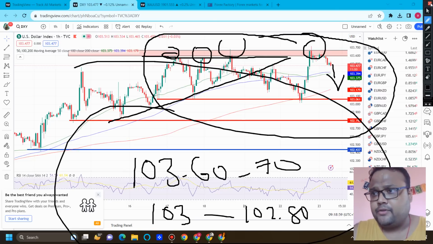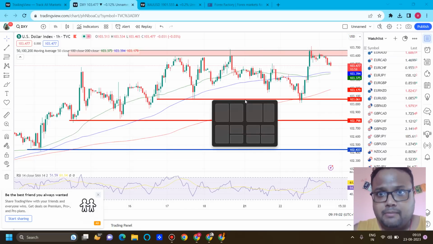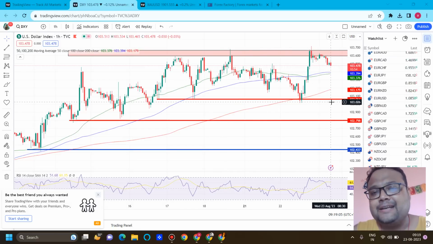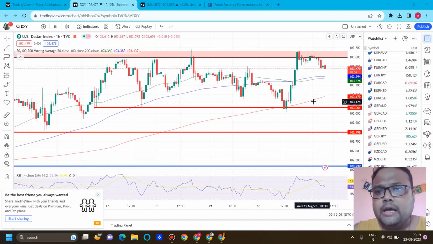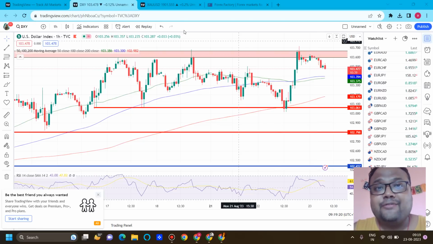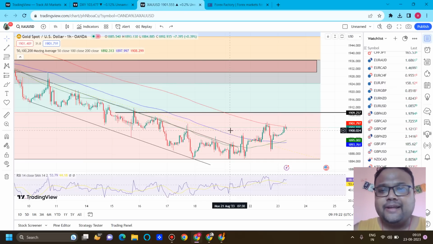After the news, try to follow the trend of the market. If you see the market is falling, try to look for a sell position. If you see that DXY is breaking the 103 level with a big red candle, it means the market is volatile, so plan your trades accordingly. Flexibility is very important for the survival of any trader. You need to be flexible here.